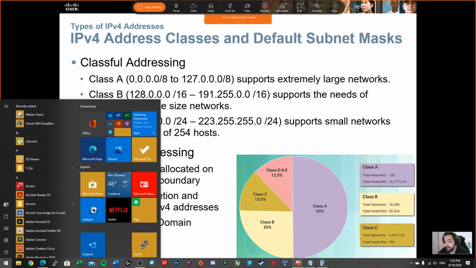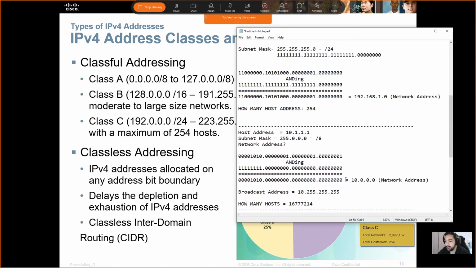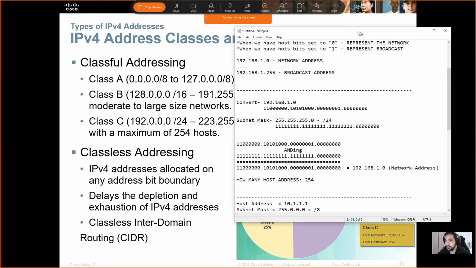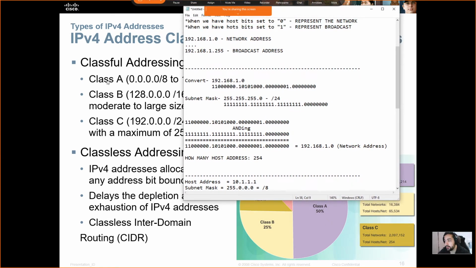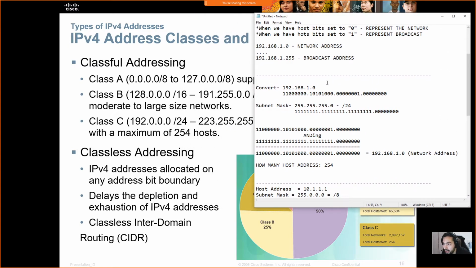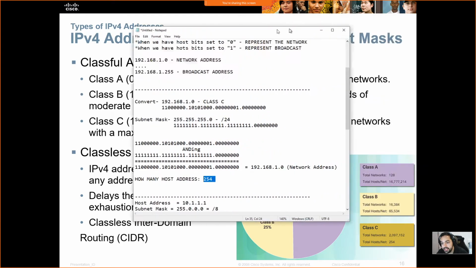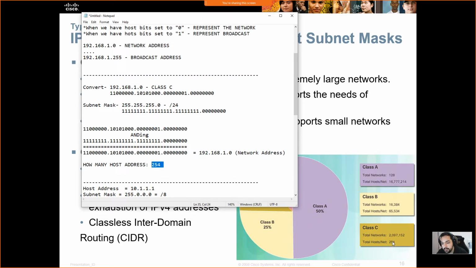I don't know if you noticed, but I did this on purpose. We actually did this tonight. When I asked you to do this, I gave you examples of addresses within each one of the classes. So this 192, which class does it belong to? Class C. Exactly. Very good. We did the calculations. How many host addresses? 254. This is exactly what is given here. You can have up to 254.